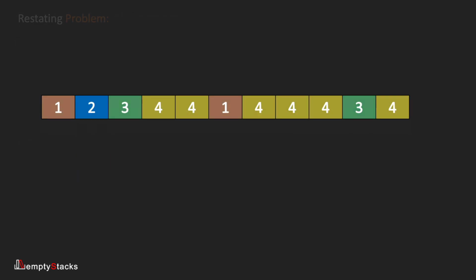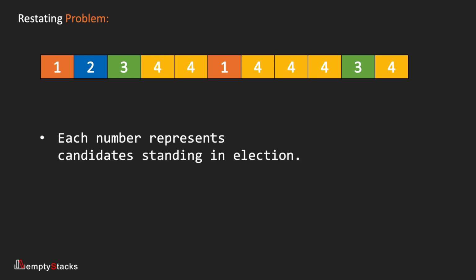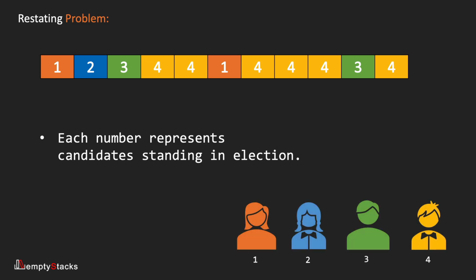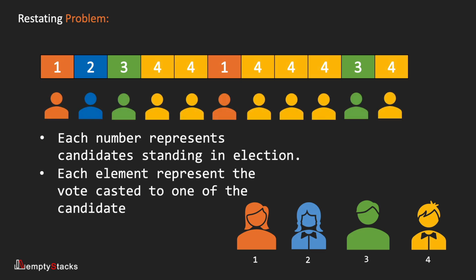For better understanding, let's rephrase this problem statement. Say each number in the given array represents a candidate participating in the election. So here in this example, we have 4 unique numbers 1, 2, 3 and 4. So we can say these are the 4 participants standing in the election. Now let's say the array itself represents the voters. So each element in the array represents the vote casted by a person to certain candidate standing in the election.